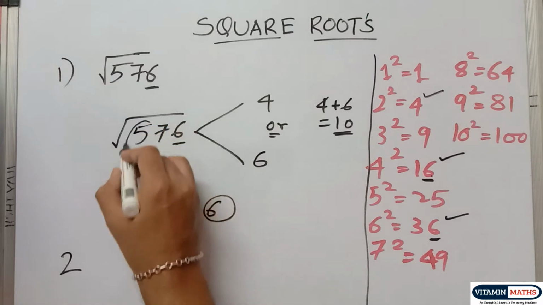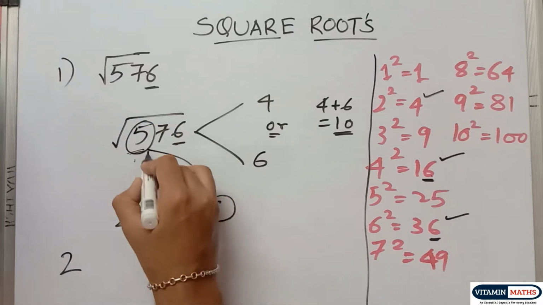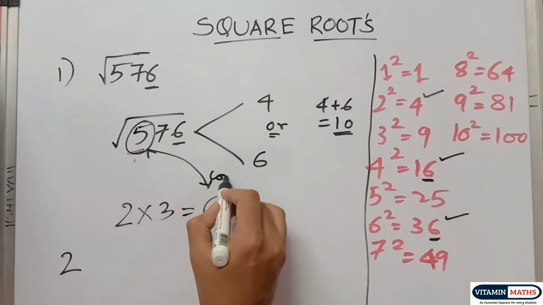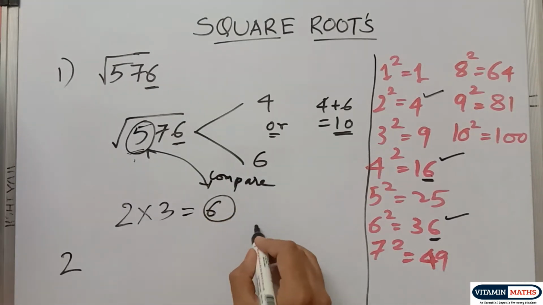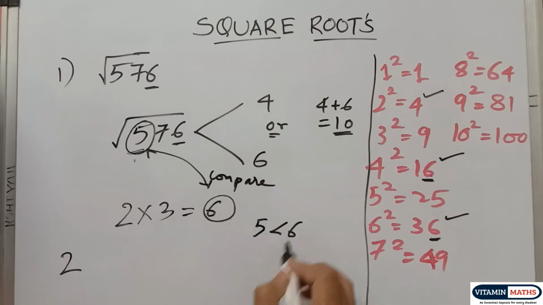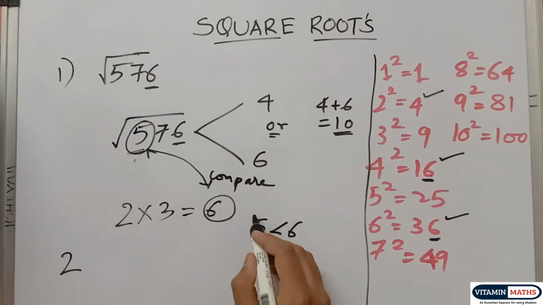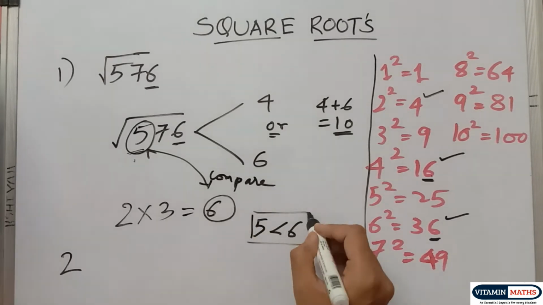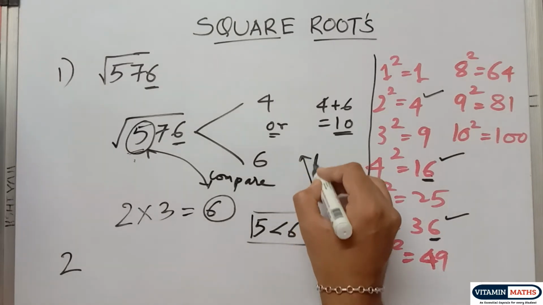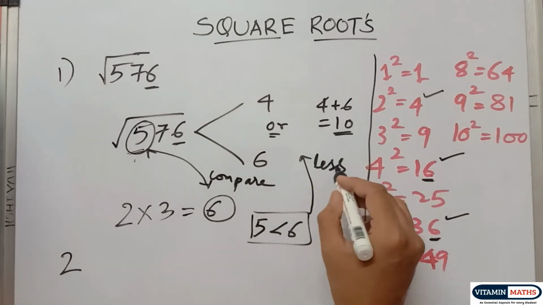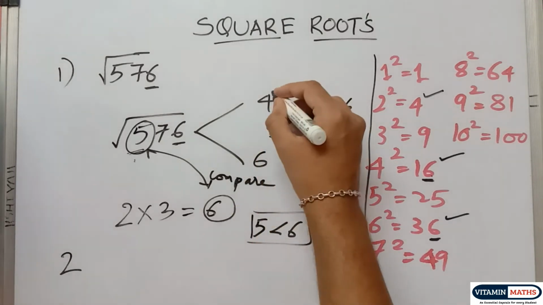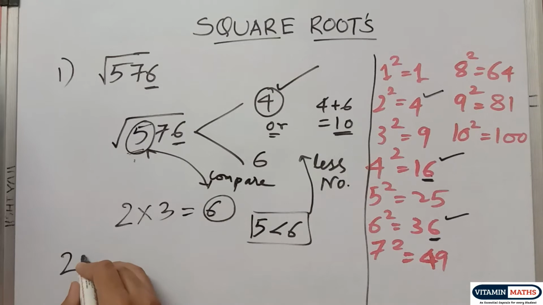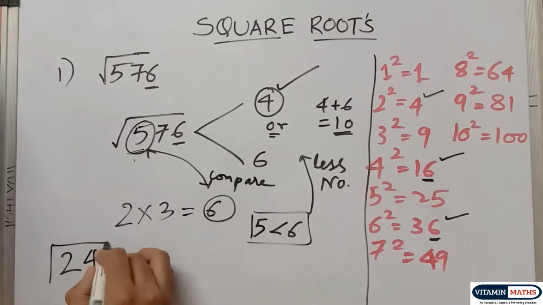We have to compare. While comparing, 5 is less than 6. If 5 is less than 6, then we have to choose the lesser number. Which is the lesser number here? It is 4. So our answer will become 24. I hope you understood this method.